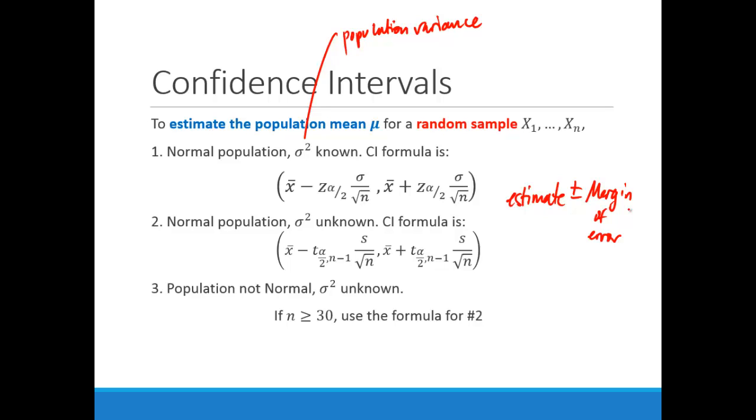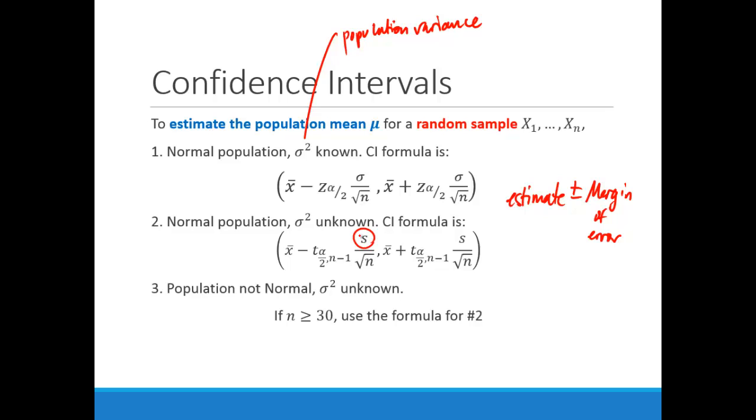Of course, it's not reasonable to always assume that we have a normal population, and knowing what sigma squared is is not very reasonable either. So we adjusted for those assumptions. Next, we looked at the case where I still have a normal population, but I don't know what sigma squared is, the population variance. So instead, I can estimate it using the sample variance, or the sample standard deviation.